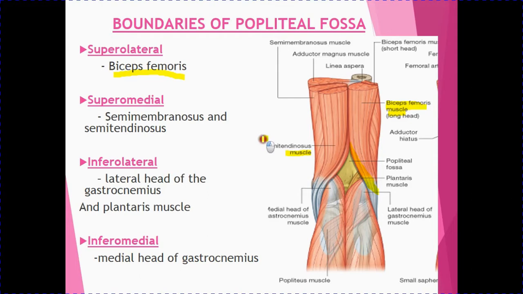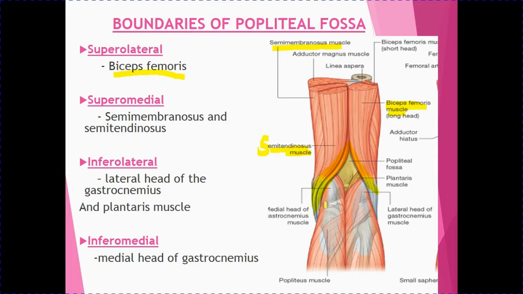This is the semitendinosus muscle, and this one is the semimembranosus muscle. You can see these two muscles are forming the superomedial boundary. Okay? So it is diamond shaped. It means it has 4 walls, 2 superior walls: superolateral formed by biceps femoris, and superomedial formed by semimembranosus and semitendinosus muscle.